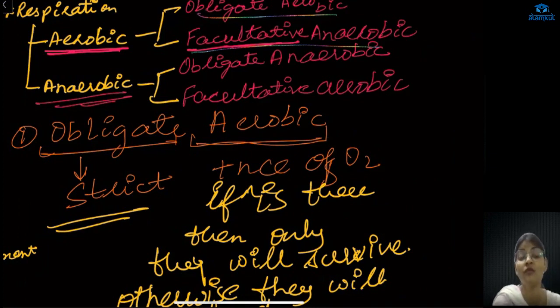Obligate aerobic मतलब कि उसको ऑक्सीजन चाहिए ही चाहिए. Without the presence of oxygen it will die. Okay, and facultative anaerobic में क्या होता है? They normally survive in the presence of oxygen, but if oxygen is not present, then also they are able to make their survival. Okay, same as with anaerobic one.